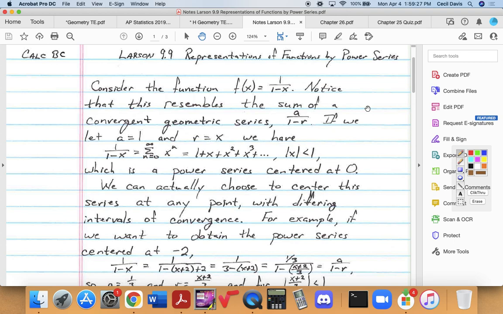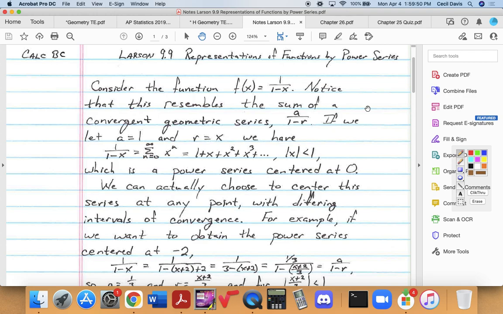Hopefully you immediately go, that kind of looks like a over 1 minus r, which some of you remember is the sum of the terms of a geometric series provided the absolute value of r is less than 1. Some of you don't, to your dismay and mine. That's the easiest question on the test.